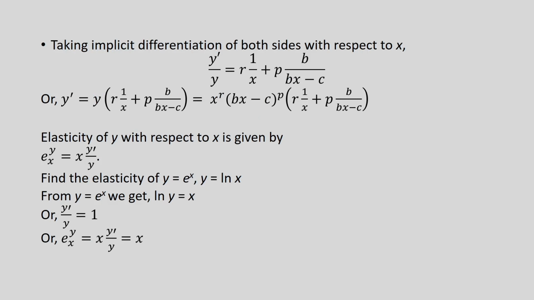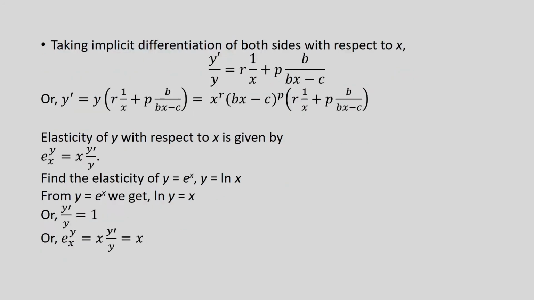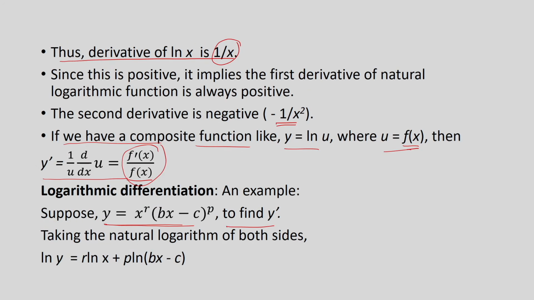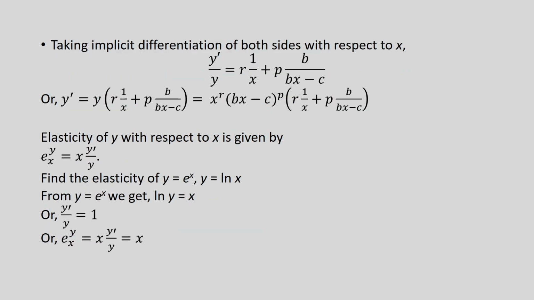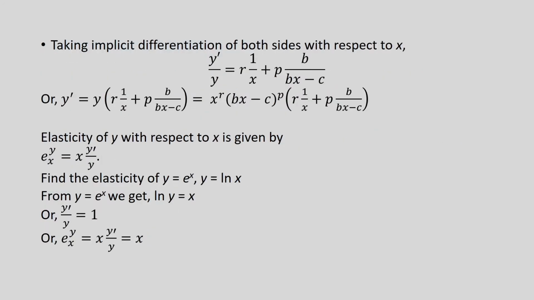Now, I take the implicit differentiation of both sides with respect to x, right. So, what I will get is y dashed by y is equal to r multiplied by 1 divided by x, plus p multiplied by 1 divided by (bx minus c) multiplied by b. So, that is what we are getting here.